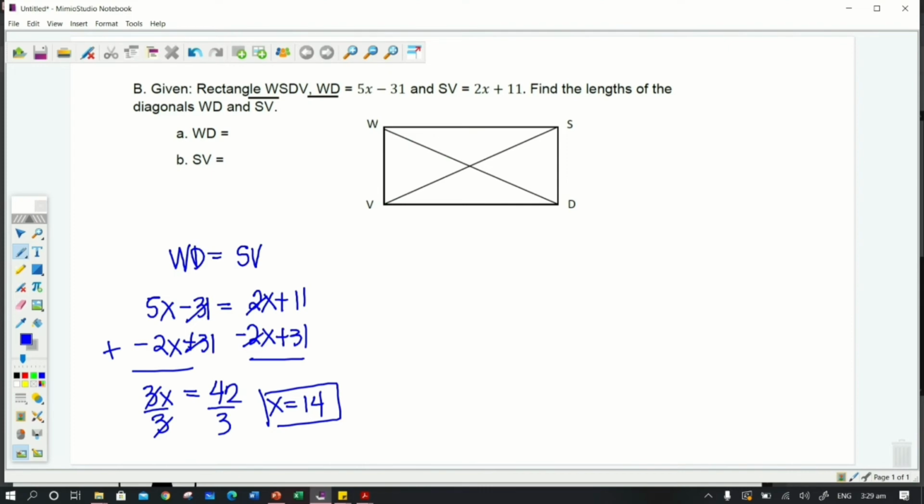What's next? So we already have the value of x, then we can now find the length of the diagonal. The WD, that is 5x minus 31. 5 times 14 minus 31.